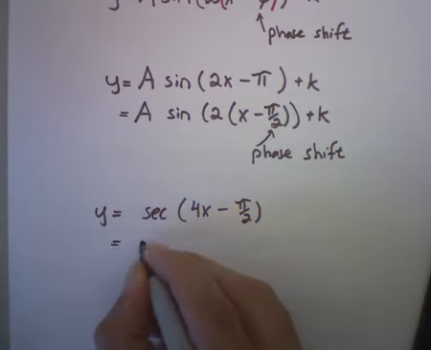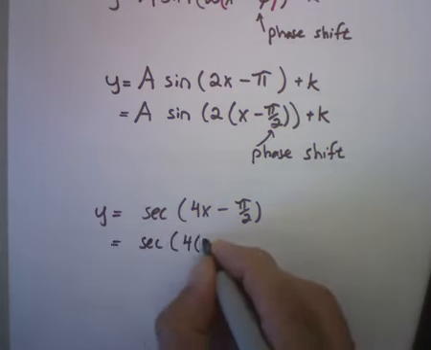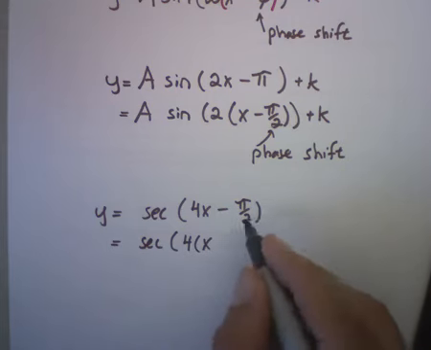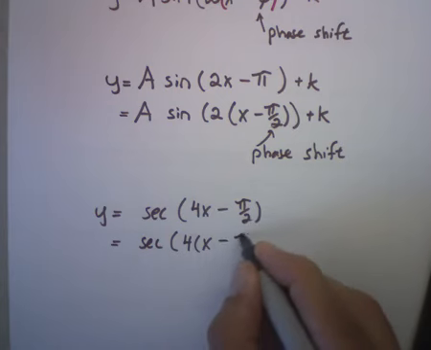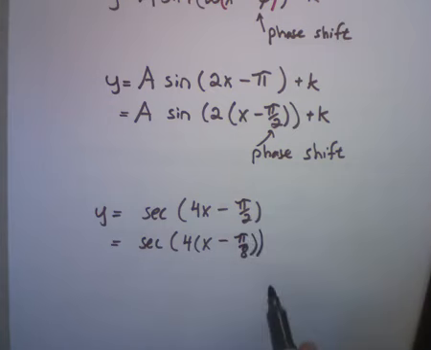So we'll rewrite this function, factoring a 4 out. And factoring a 4 is the same thing as dividing by a 4, or multiplying by 1/4 might be the easiest way to think of it with fractions here. So this will become minus pi over 8. So this secant function has a phase shift of pi over 8.